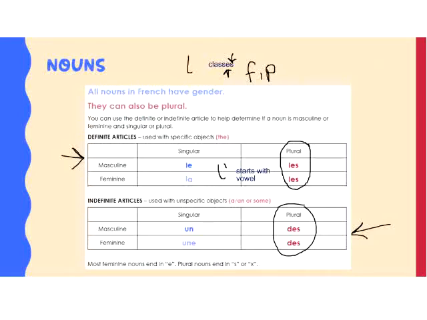We would use the article les with it, and we're going to use feminine plural adjectives. So we might say la classe intéressante.